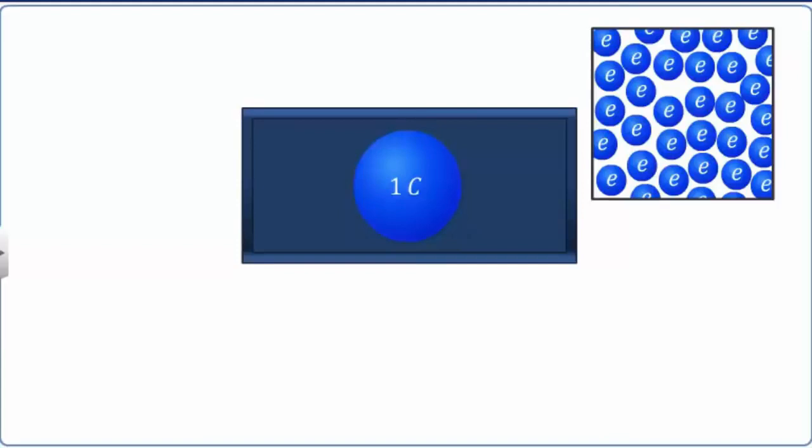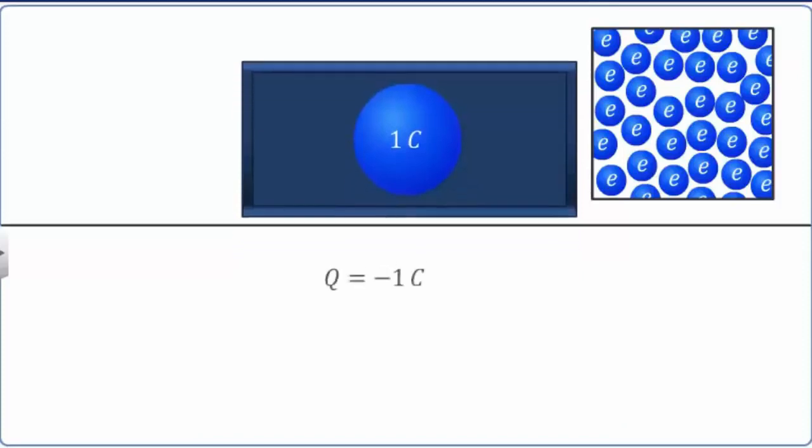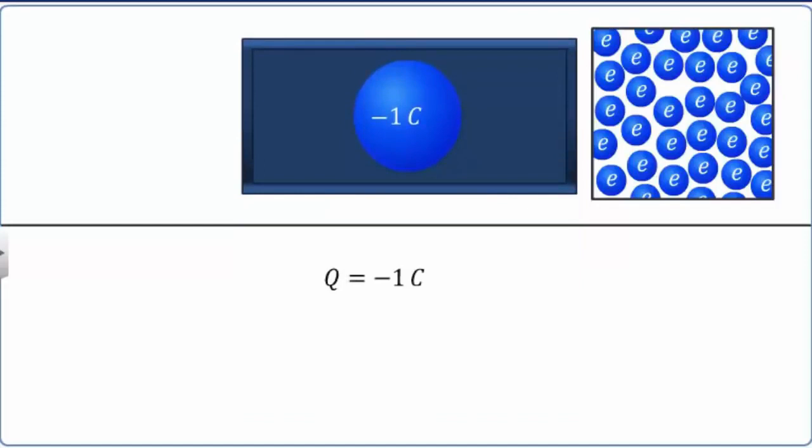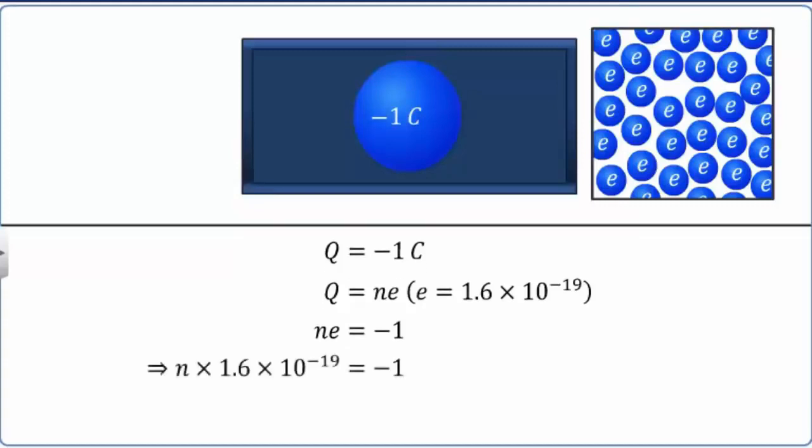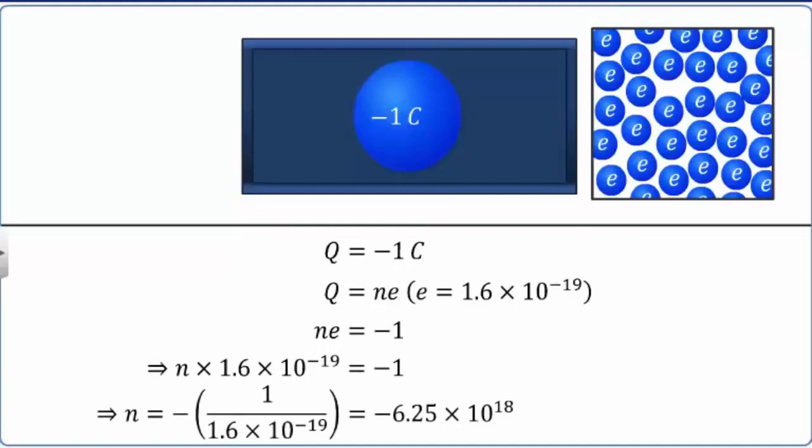Now, let us calculate the number of electrons 1 coulomb of negative charge carries. Consider a body possessing a charge Q equal to -1 coulomb. Let the number of electrons it has gained to become negatively charged be n. As the charge Q on a body is quantized, we have Q equal to ne, where the basic unit of charge e has a magnitude of 1.6 × 10^-19 coulomb, and Q equal to -1 coulomb. Substituting the values of Q and e and simplifying, we have n equal to -6.25 × 10^18.